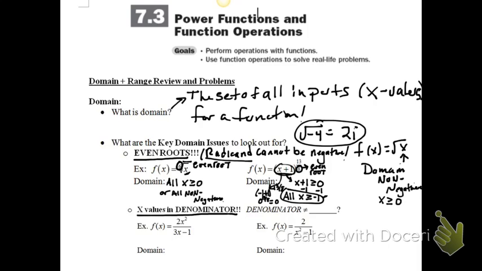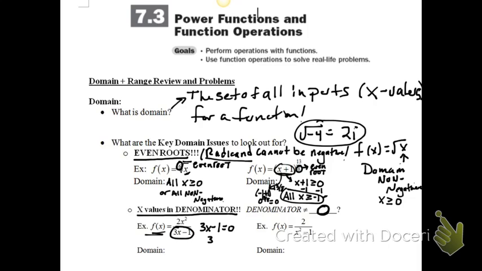If you have a fraction with x values in the bottom, we have a problem because the denominator can never equal 0. You cannot divide by 0. So if I have this guy, f of x is 2x squared over 3x minus 1, the problem is I do not want the denominator to equal 0. So if I had to figure out what value would make that 0, I can set up the equation 3x minus 1 equals 0 and solve.